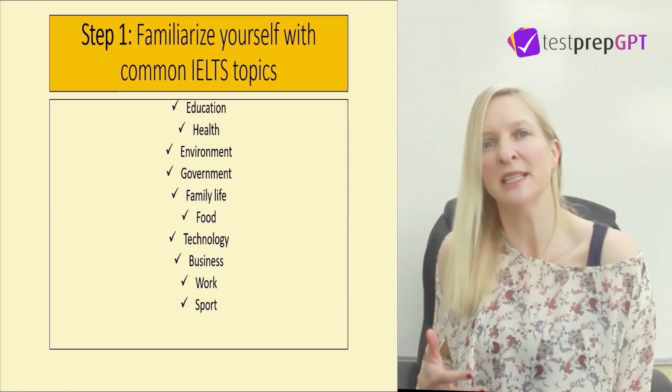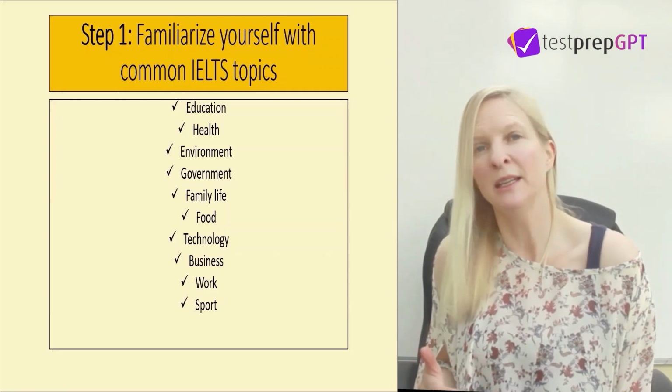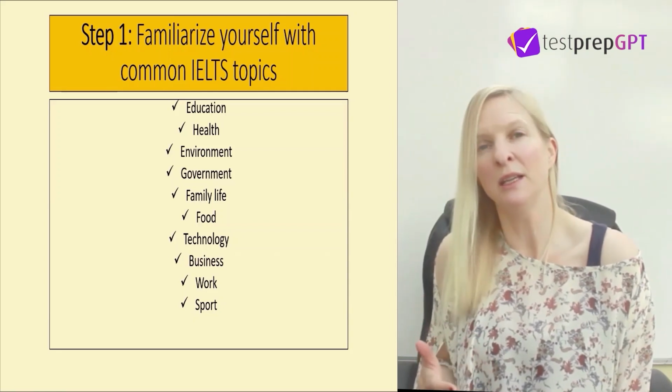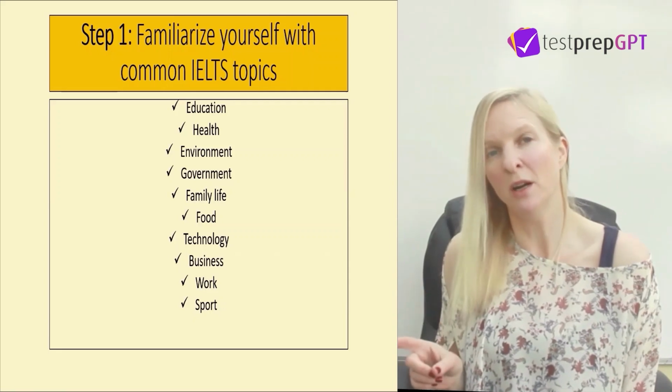Step number 1, you need to familiarize yourself with all of the topics for IELTS writing task 2, general or academic. Generally, those topics are government, education, health, food, family, money, economy. Take a look at the list here on the screen so you can see what I'm talking about.